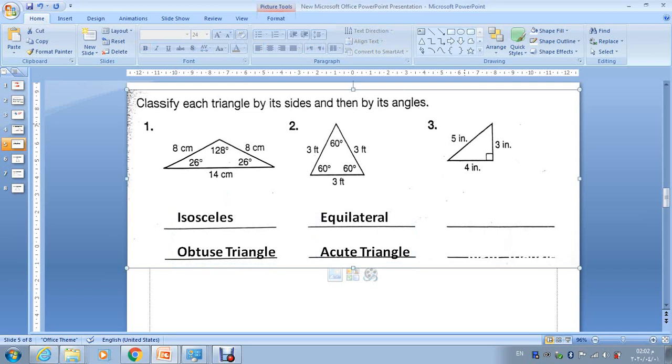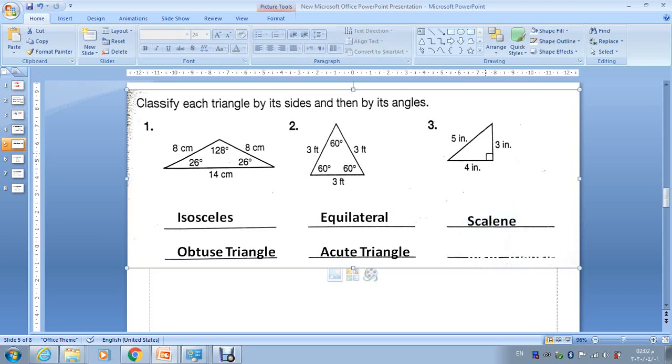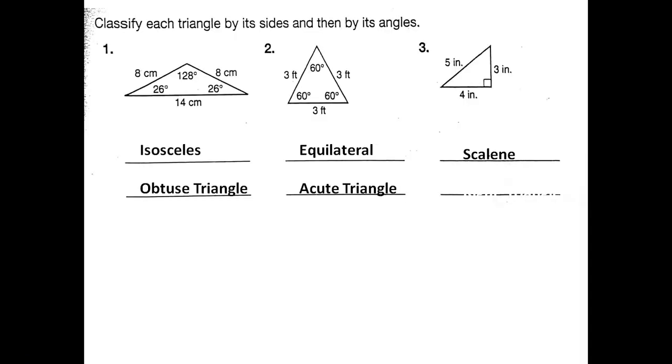Okay. Let's go for the third triangle here. According to the sides, all the sides are different. No sides have the same length. What do we call this triangle? We call it a scalene triangle, and it has one right angle here. Can you see it? 90 degrees. One right angle, 90 degrees. I want you to see that this is 90.